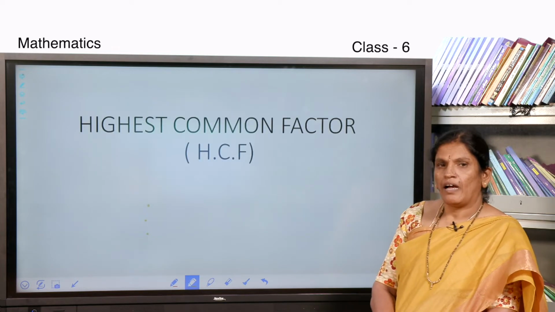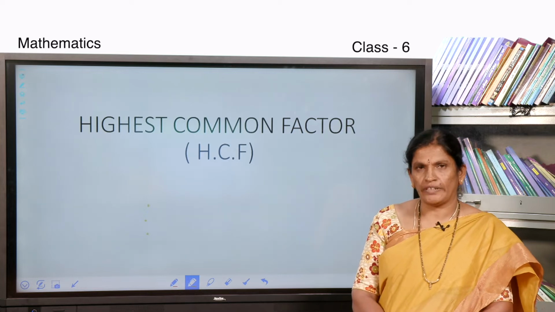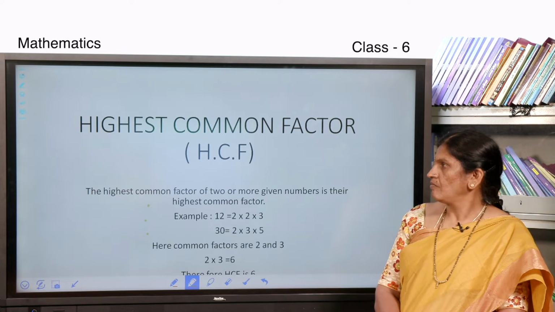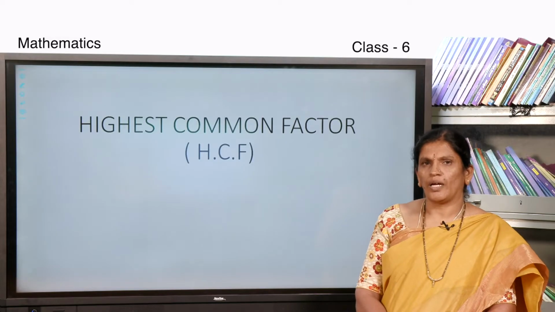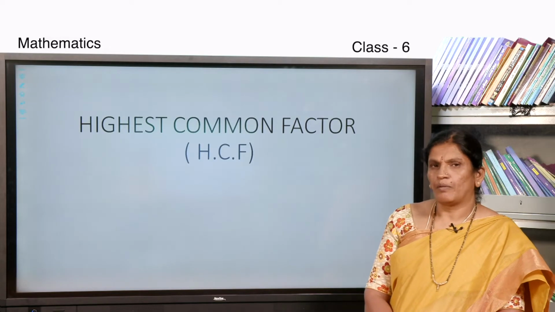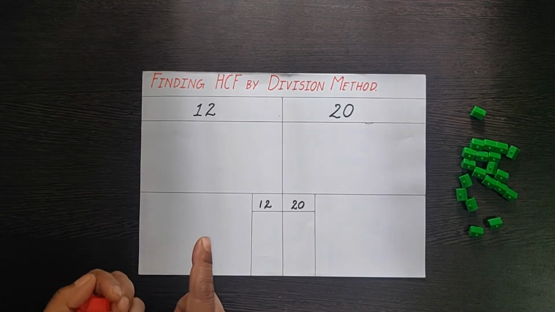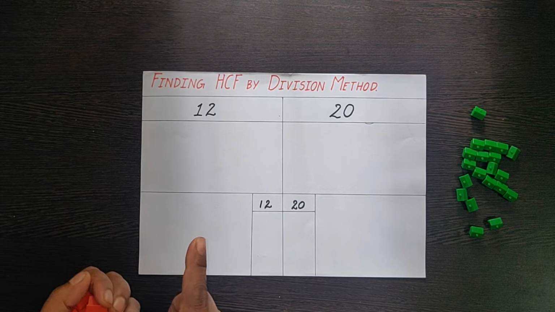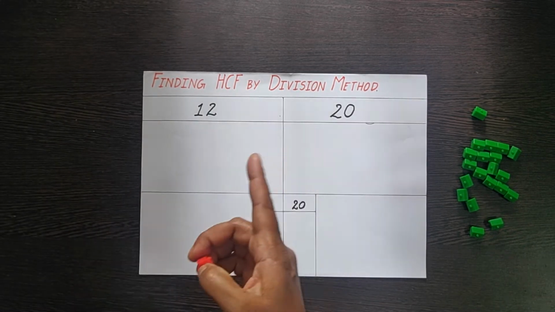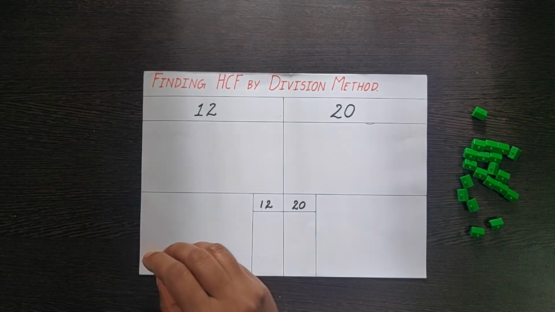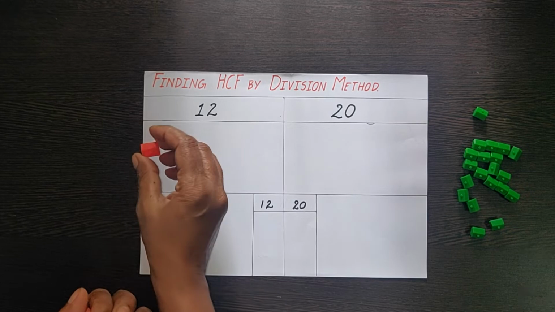Next, highest common factor. Before moving to this, I will show you an activity, children, please watch it. Now, what is the definition of HCF? Before that, let us watch one activity. Children, this is the activity to show how to find HCF by the division method. Here I have taken 12 and 20 as the two numbers to find the HCF, and I have taken this house model to show the activity.